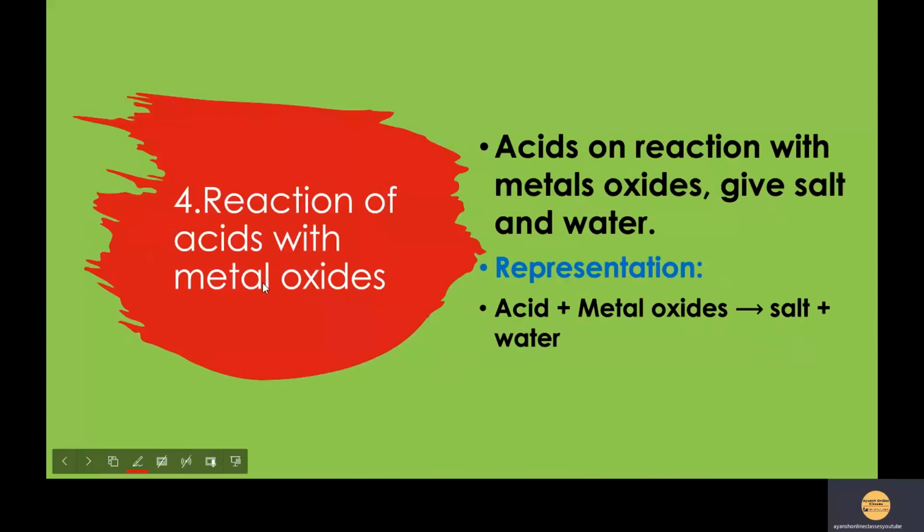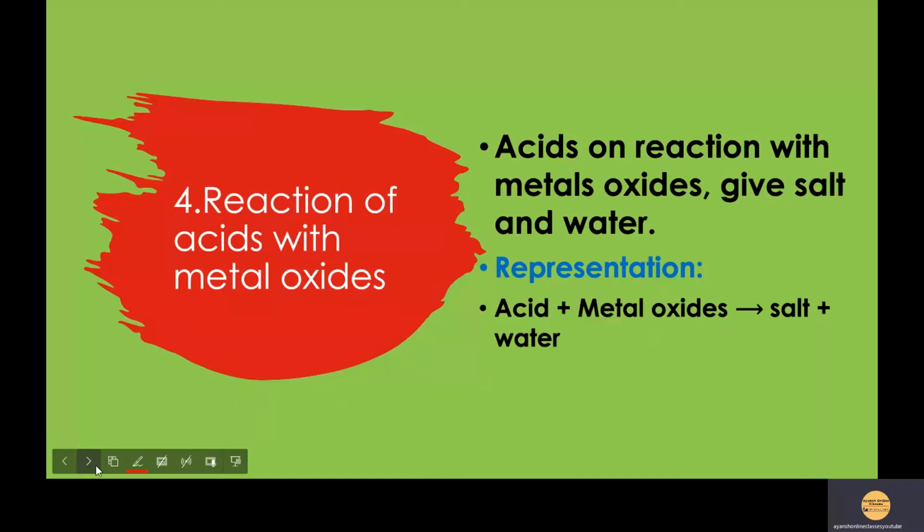Now let's see how the reaction of acids with the metal oxides takes place. The acids on reaction with metal oxides give salt and water. So how is the mannerism? Whenever acids are reacting with the metal oxides, then we will be getting salt and water.